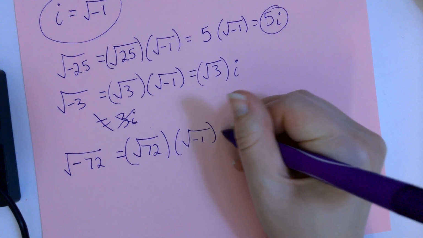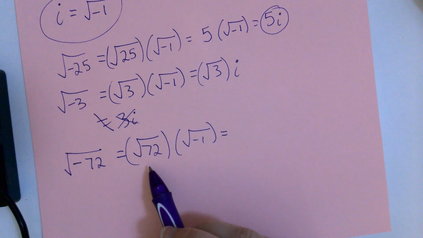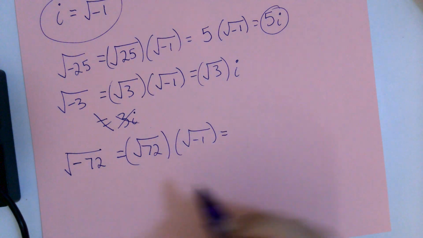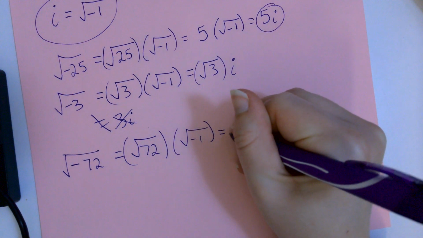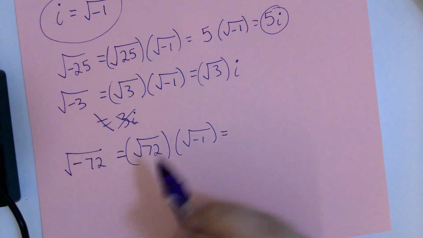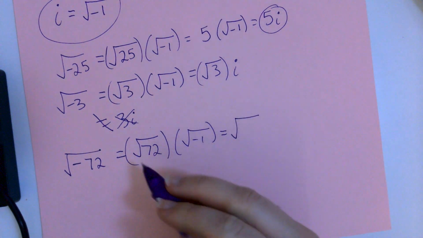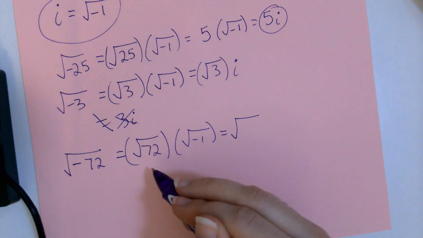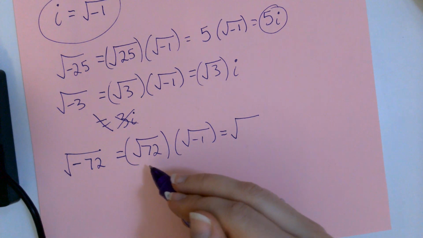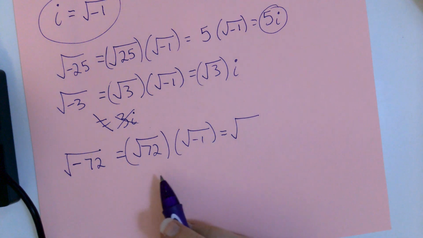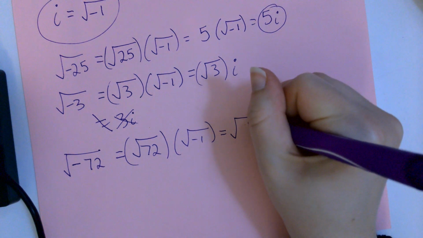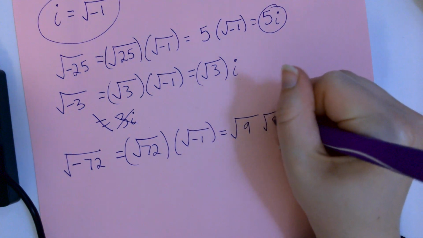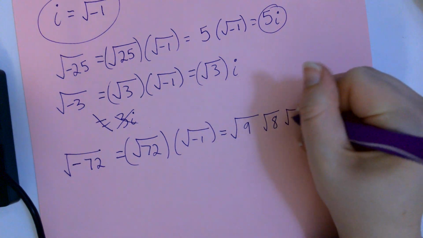And we can actually split up the square root of 72 into factors. So if you have a factor of 72 that's a perfect square, that'll help us simplify the square root. So 9 times 8 is 72. So if we break it up into the square root of 9 times the square root of 8 times the square root of negative 1.